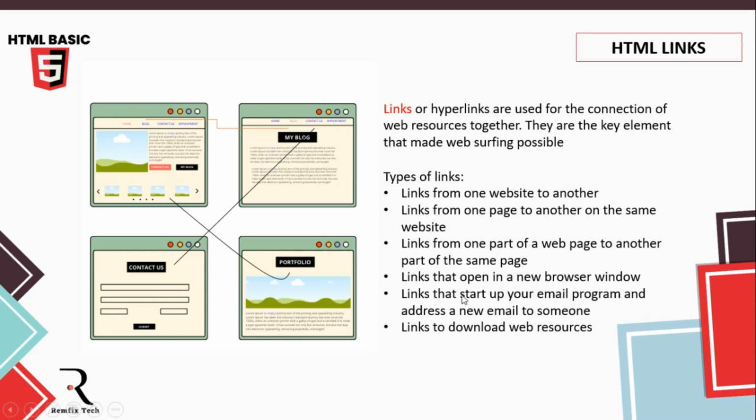We also have links that start up your email program. For example, I want to send an email to my friend or to my colleague at work, and address a new email to someone. We also have links to download web resources. For example, you must have downloaded resource material, be it an image, a PDF file, a music file, or whatever file you can download online. There has to be a link, and once you click on that link, you can have it in your file folder. So that's an example of links. Right, let's go to the next slide now.